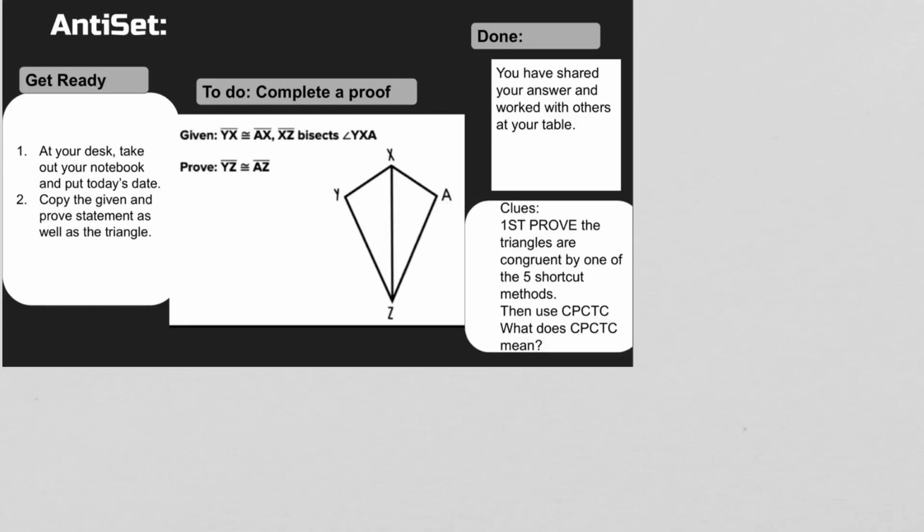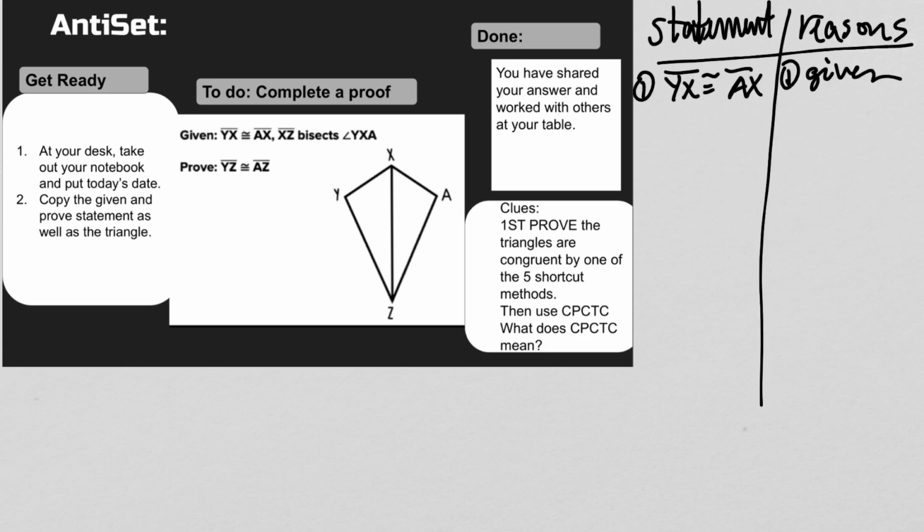Okay, hello everyone. So today we're going to be starting with this warm-up to get started. So put today's date. We have a proof that you're going to complete as best as you can. So we have these two triangles given on the right-hand side. We have some given information here, and we have a proof statement. So let's get started. We're going to make our statement and reason column.